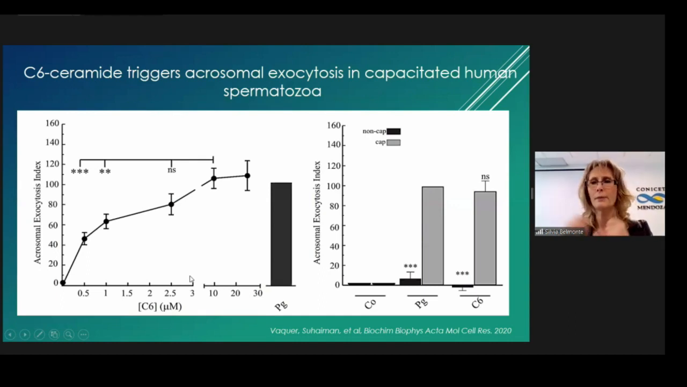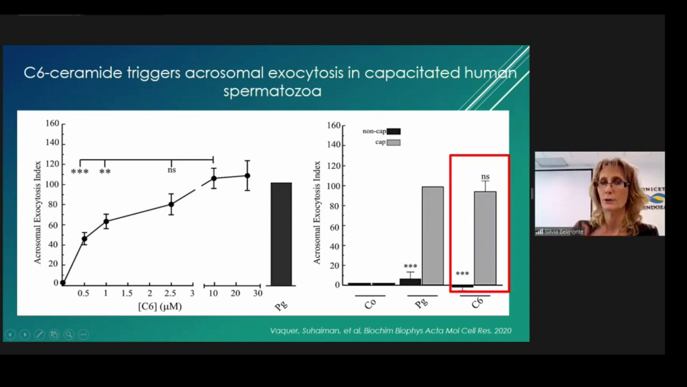También dijimos, ¿qué pasa si desafiamos la célula con una ceramida permeable? ¿Qué ocurre en concentraciones crecientes? ¿Y qué pasó? Bueno, la célula sufrió exocitosis en una forma tan eficiente como la inducía la progesterona. Para que la célula respondiera a ceramida, tenía que estar capacitada, lo mismo que para la respuesta a progesterona, y esto nos indicaba que era un proceso más bien fisiológico.